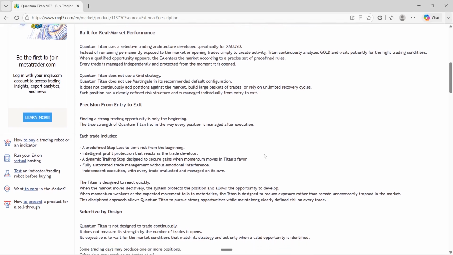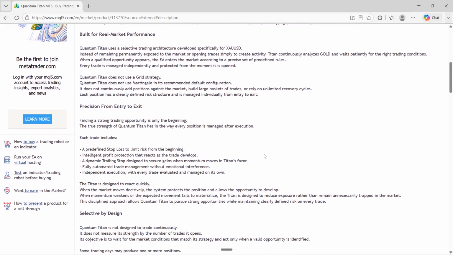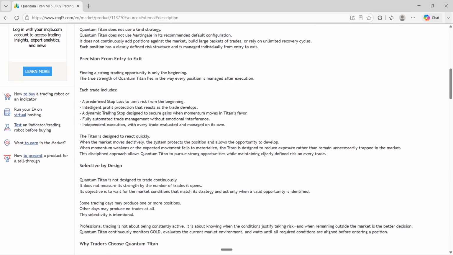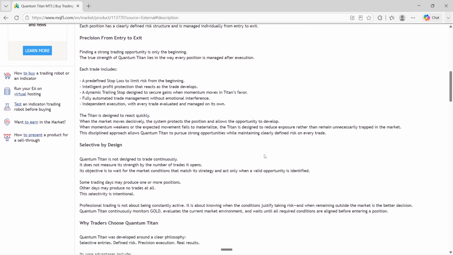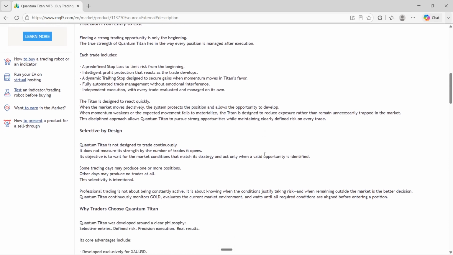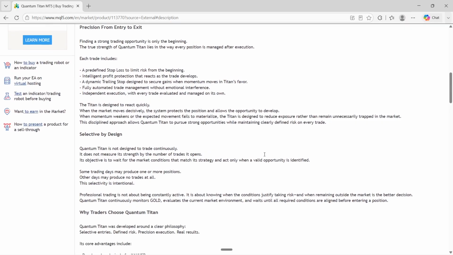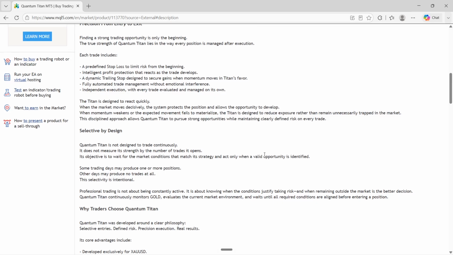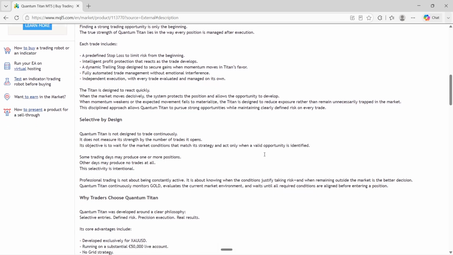Overall, Quantum Titan EA is a selective gold system with predefined stops, independent trade management, and no grid or martingale in its default configuration. The shared backtest shows controlled growth and low drawdown, but low history quality requires caution. Independent verification and conservative risk remain essential. Always trade with money you can afford to lose.